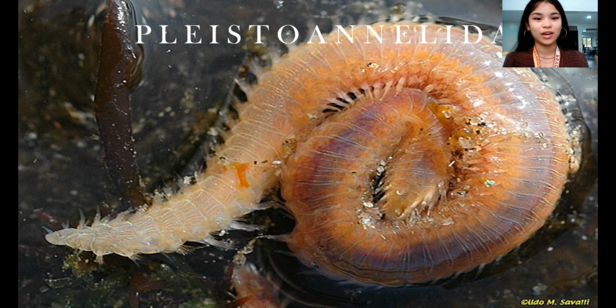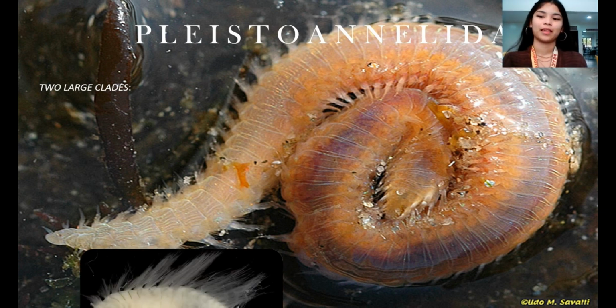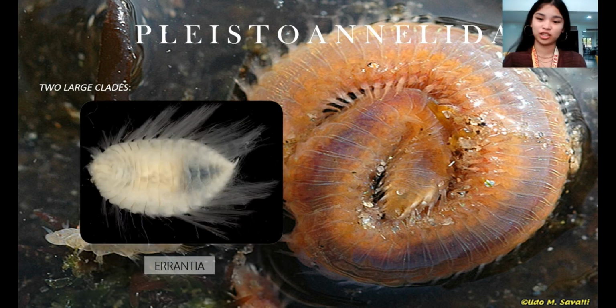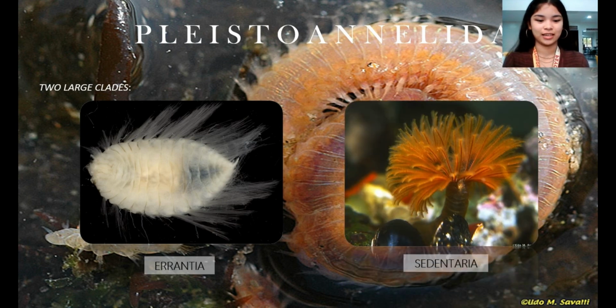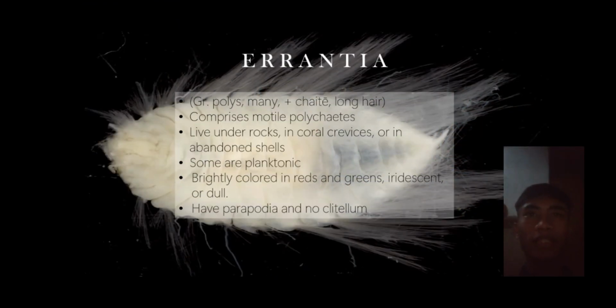Next, Pleistoannelida. In Pleistoannelida, it has two large clades, as mentioned earlier, namely, first, Errantia, and second, Sedentaria. Under the Errantia are the polychaetes. Poly means many, chaete means long hair. Polychaetes are motile, which means they are capable of movement, and they live under rocks, in coral crevices, or in abandoned shells.